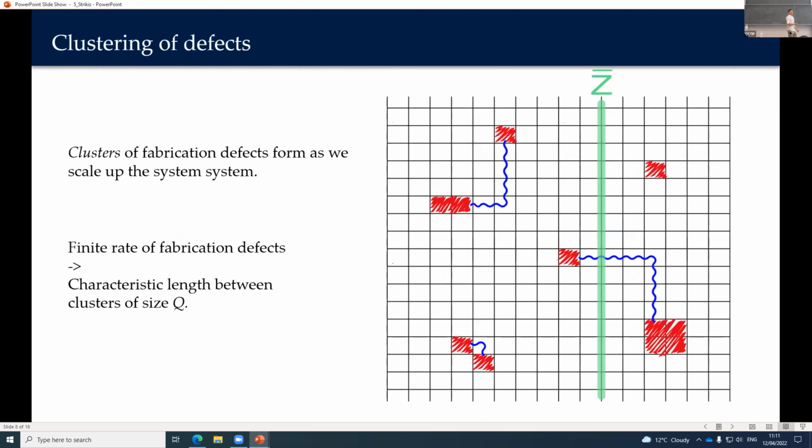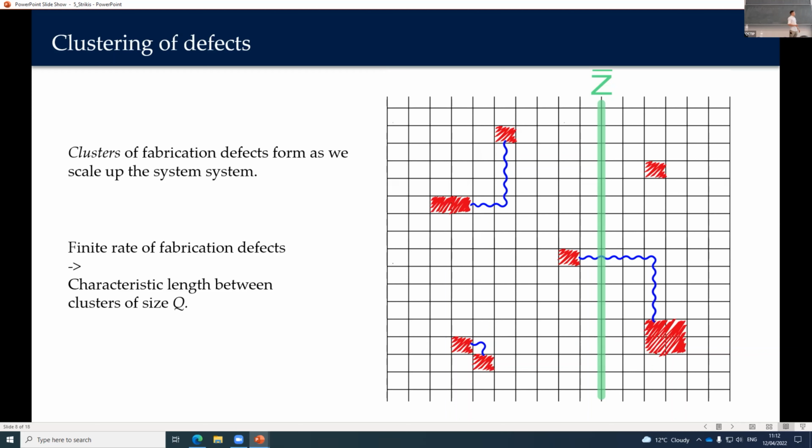Now, what's the problem with that? It seems like that's a solved case, but it's not quite, because again, we are talking about scalability, the asymptotic regime. As we scale up our lattice of the surface code to bigger and bigger sizes, we expect that we will not be able to enclose every single fabrication defect individually, because they will start clustering together, forming bigger patches of fabrication defects, as shown in the right bottom corner of this grid.